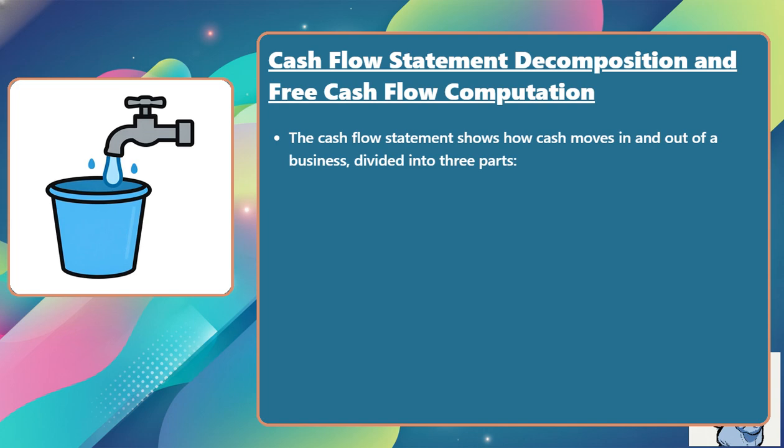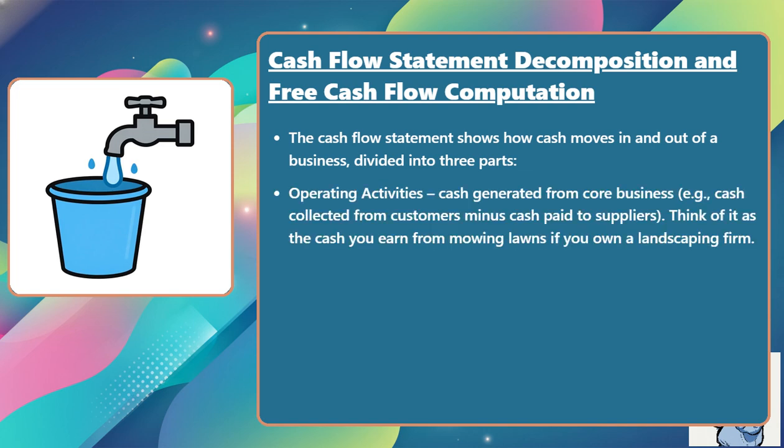The cash flow statement shows how cash moves in and out of a business, divided into three parts. Operating activities: cash generated from core business, for example, cash collected from customers minus cash paid to suppliers.